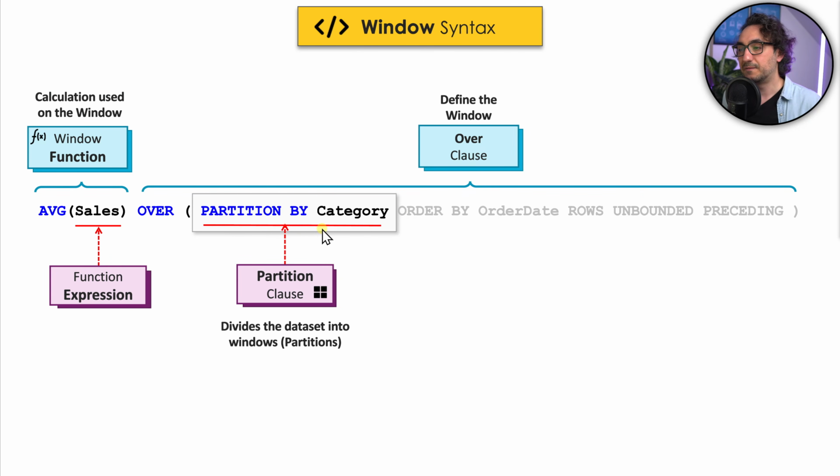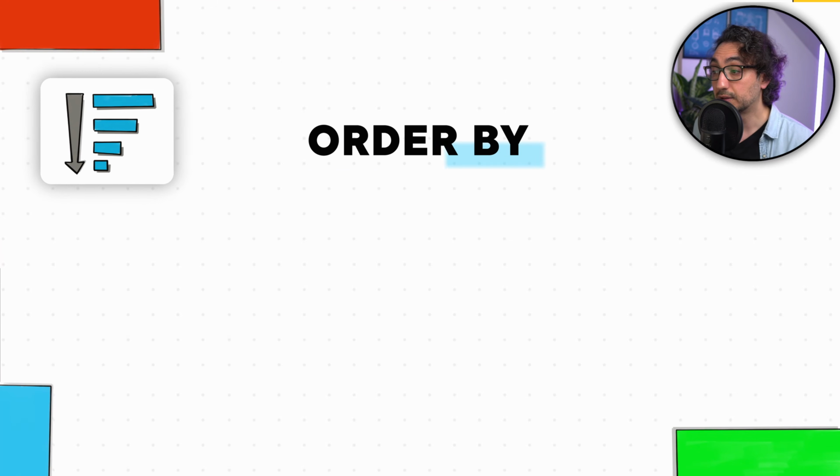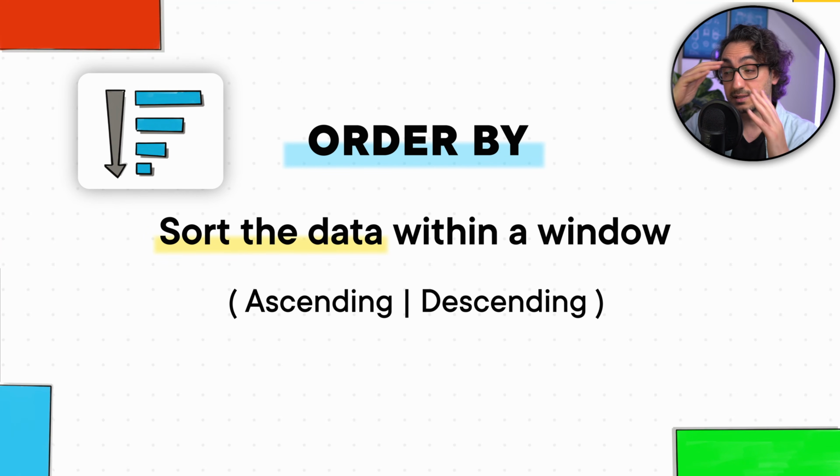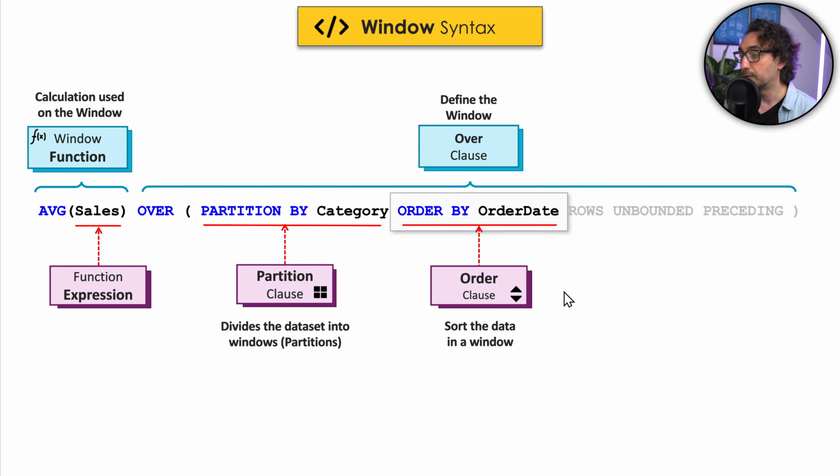Alright, so that was the first part of the window definition within the over clause. Let's move to the next part. We have the order by. For example, we can use order by order date. It's just a field. So the order by clause is very important in order to sort your data within a window. The order by is very important as well for many functions.